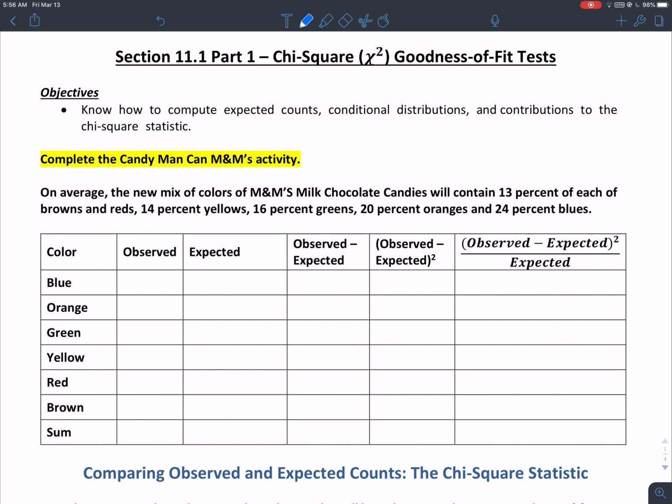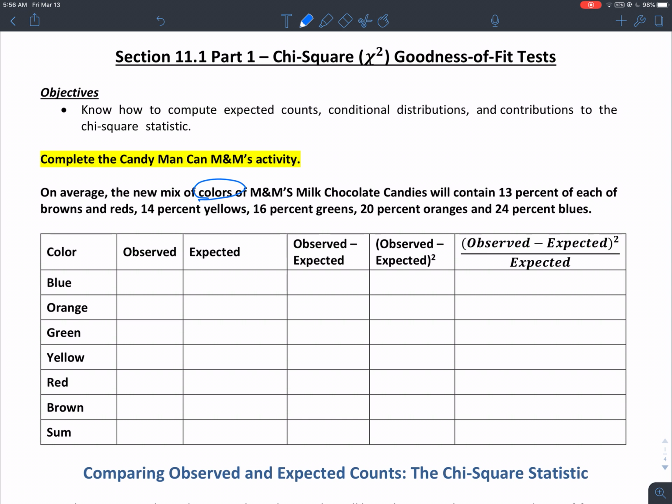This is very, very different from what we've been doing before. We've been dealing with quantitative variables like proportion and mean, and now we're switching to talking about categorical variables. In this case, the categorical variable we're talking about is color.